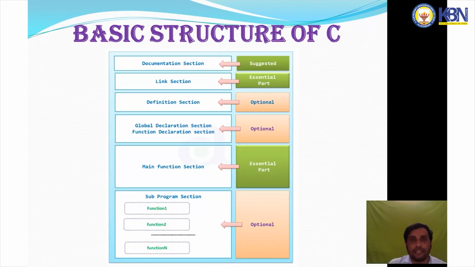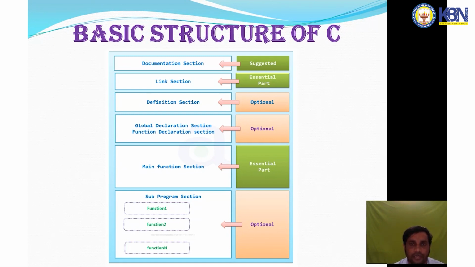So what is the basic structure of the C language? The basic structure of the C language can be classified into several sections. The first one is the documentation section. The second one is the link section. The third one is the definition section. The next one is the global declaration section. The next one is the main function section. The last one is the subprogram function section.